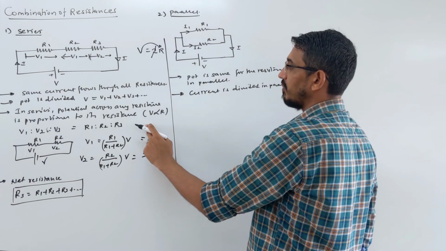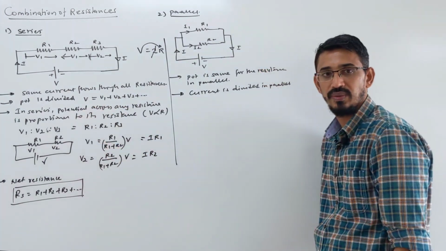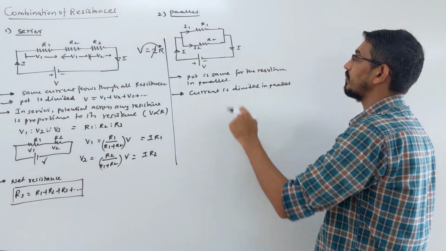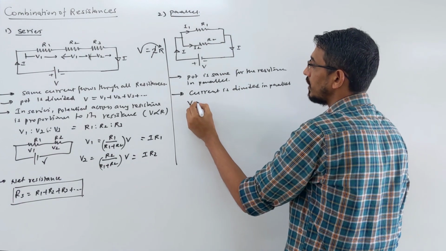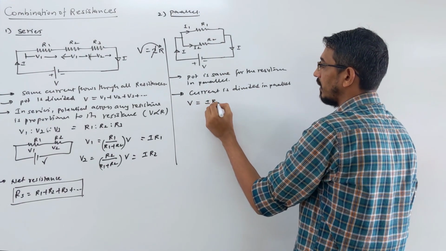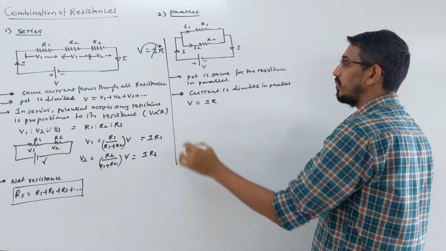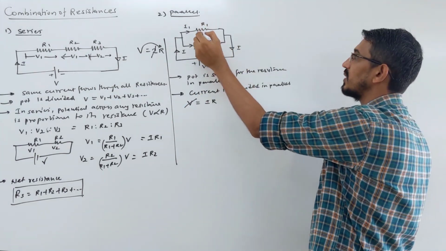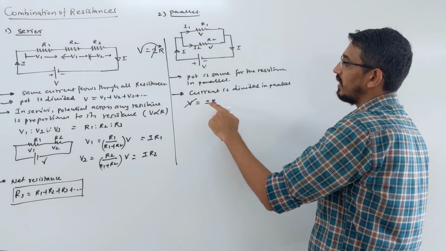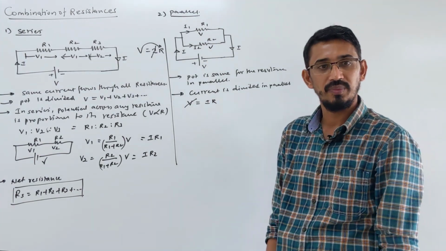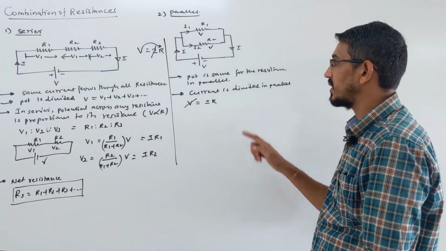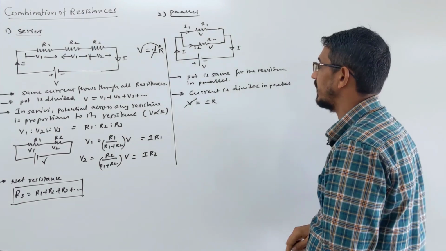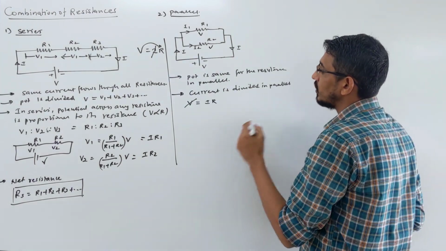In series, potential and resistance are proportional, but here you watch carefully. Potential is I into R, correct? In parallel, the potential across here and here is the same. Then current and resistance become inversely proportional. So here current is divided inversely with resistance.